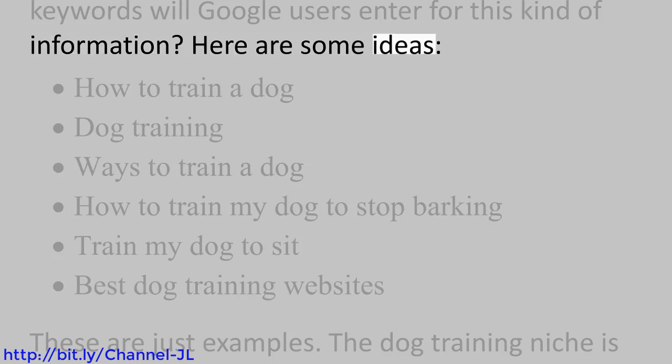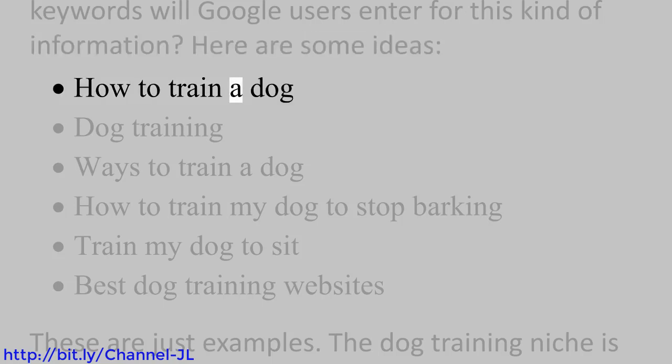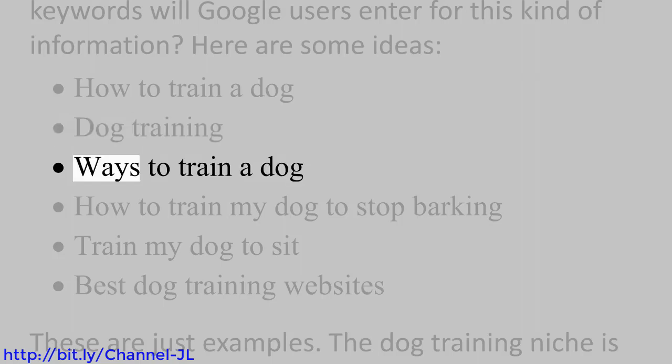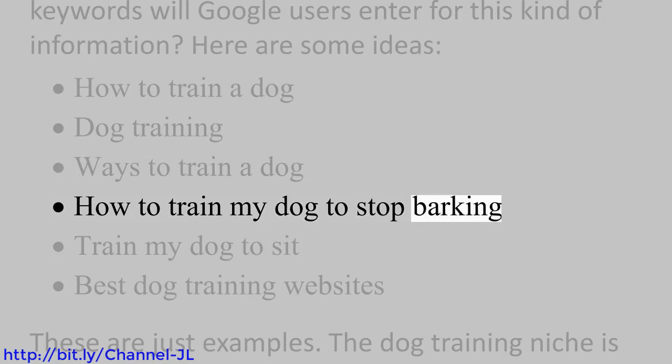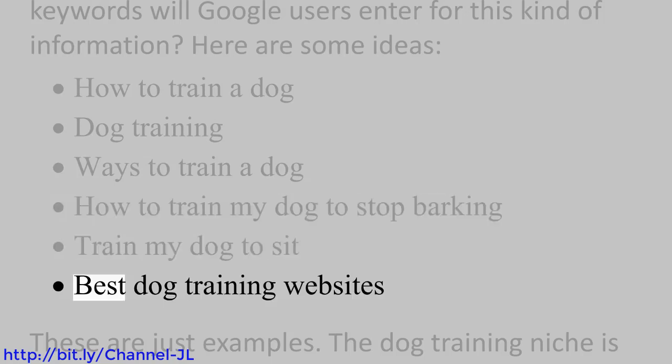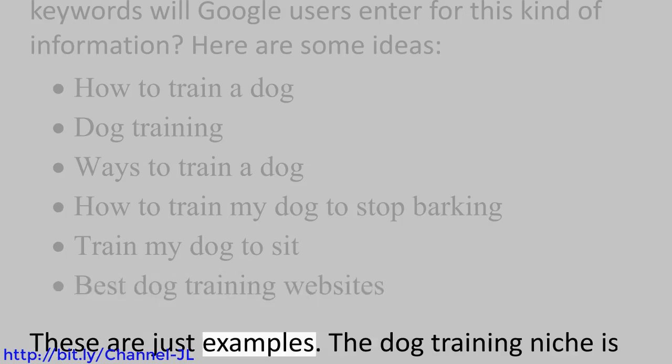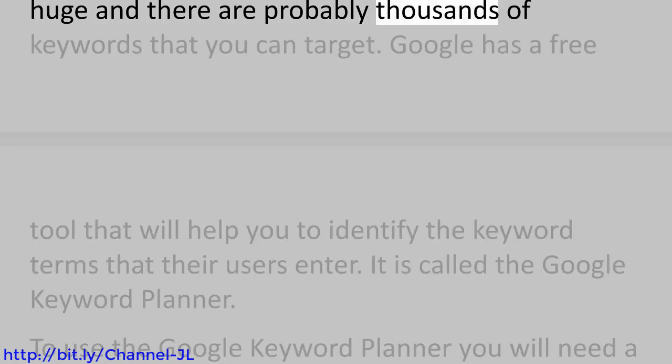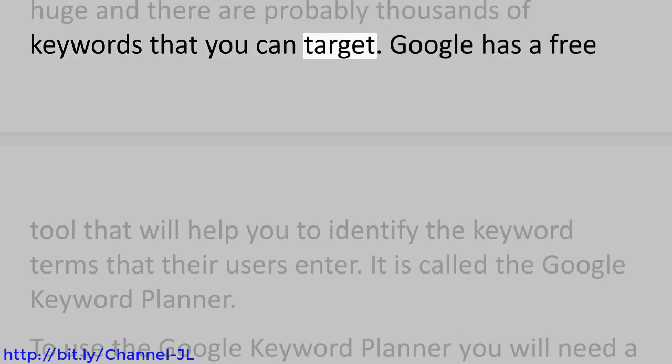Here are some ideas. How to train a dog. Dog training. Ways to train a dog. How to train my dog to stop barking. Train my dog to sit. Best dog training websites. These are just examples. The dog training niche is huge, and there are probably thousands of keywords that you can target.